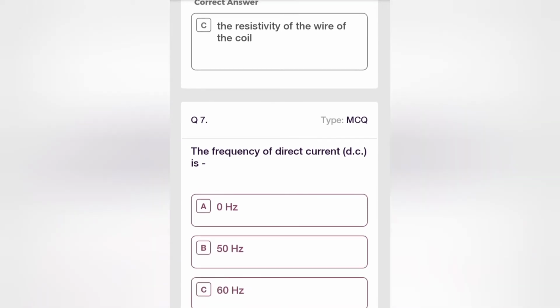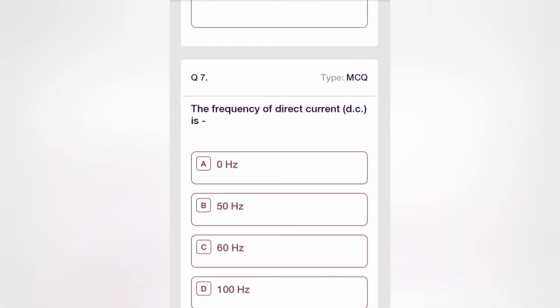Seventh question. The frequency of direct current is. Options are 0 Hz, 50 Hz, 60 Hz, 100 Hz. For AC, it is 50 Hz in India and 60 Hz in foreign countries. Whereas 0 hertz will be the correct answer, because DC will be unidirectional. It does not change its direction. So there will not be any cycle. So no frequency. So 0 hertz. That's option A, the correct answer. 0 hertz.